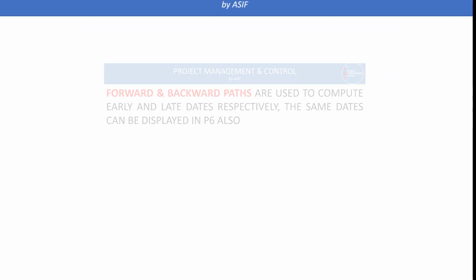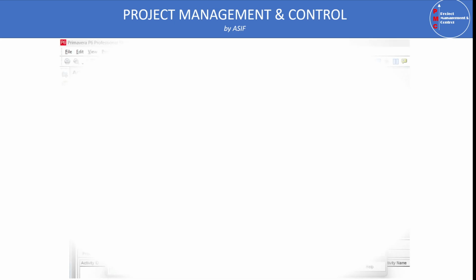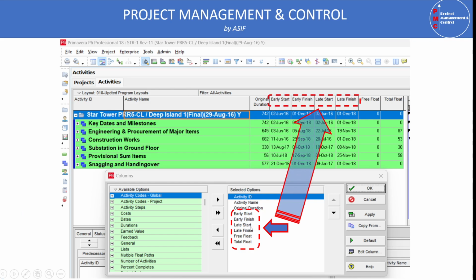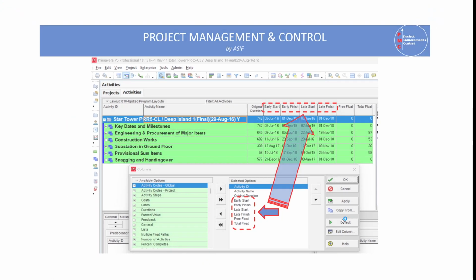So we'll do this in P6. You can see here that if you go to the column option in Primavera and go into the dates, we have early start, early finish, late start and late finish dates, and free float and total float. These can also be shown in the project layout in the program. We'll see this in detail in a little while.